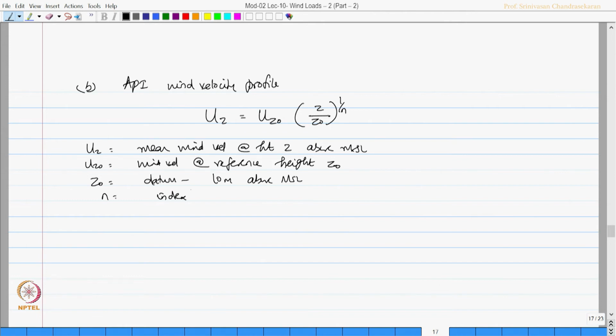This index depends on sea state, distance of the structure from the coast, and averaging period for the wind.